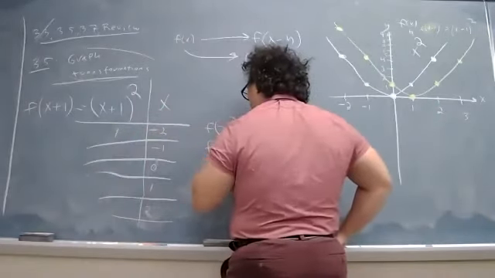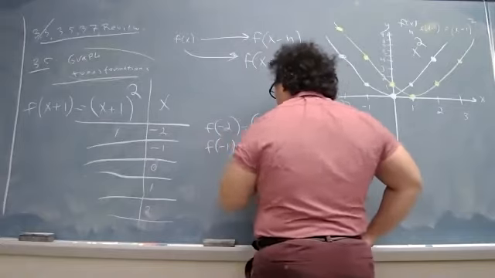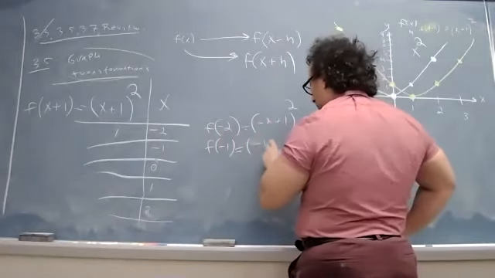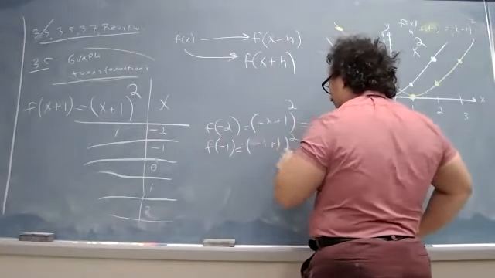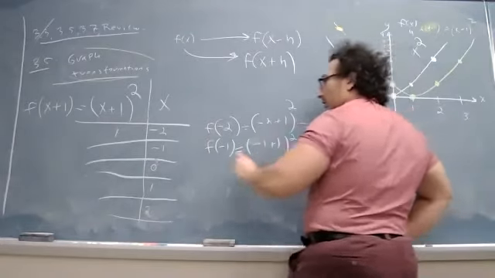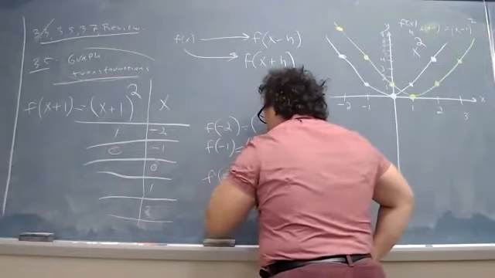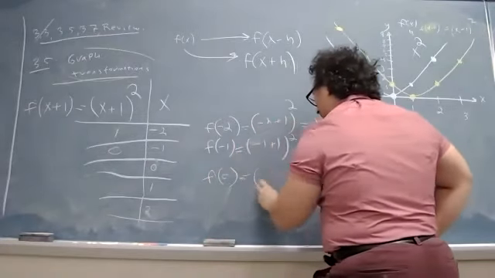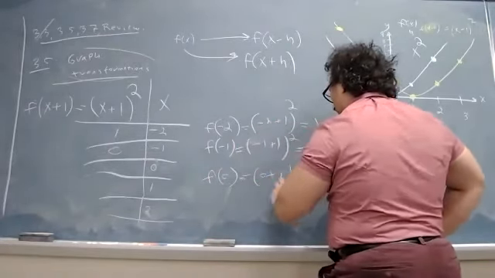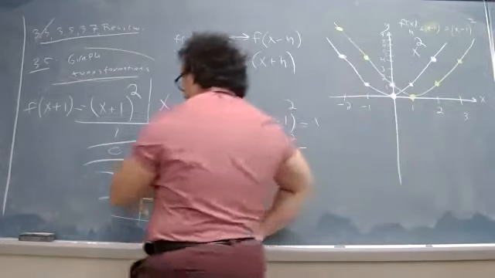What is f of -1? Well, that's just -1 plus 1, everything squared. That becomes 0 squared, which is 0. So I put a 0 here. What is f of 0? Well, that's just 0 plus 1, everything squared. That's just 1 squared, which is just 1.